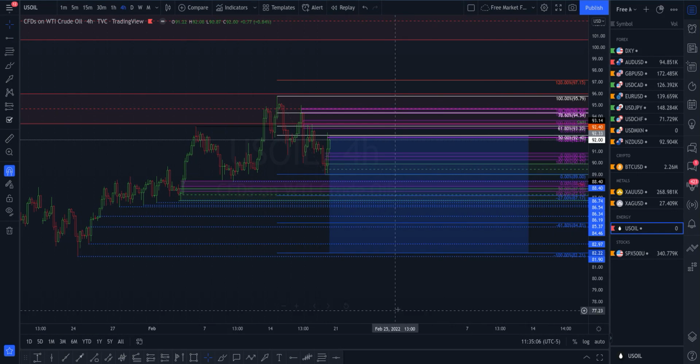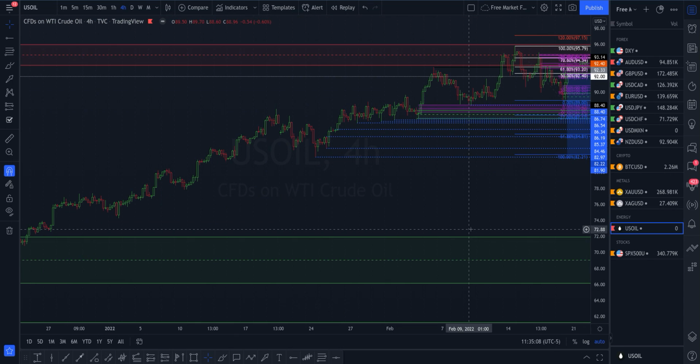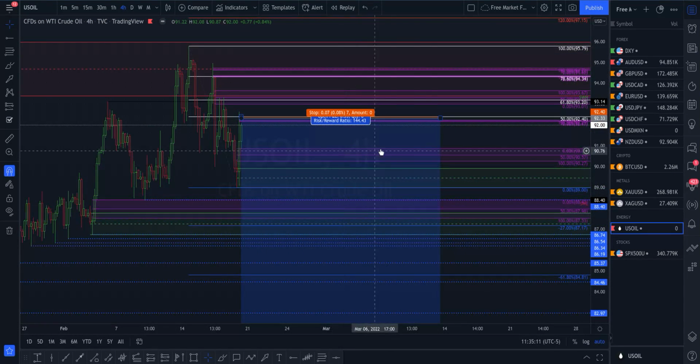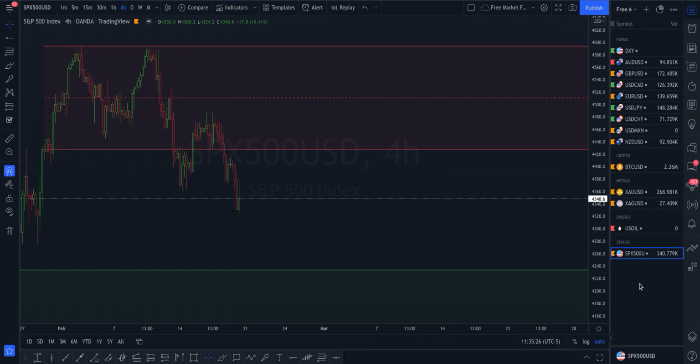All right, so US oil, this plays out and we get our confirmations. We're looking at a 144x trade on this one. All right, now last but not least, let's take a look at our S&P 500 index.